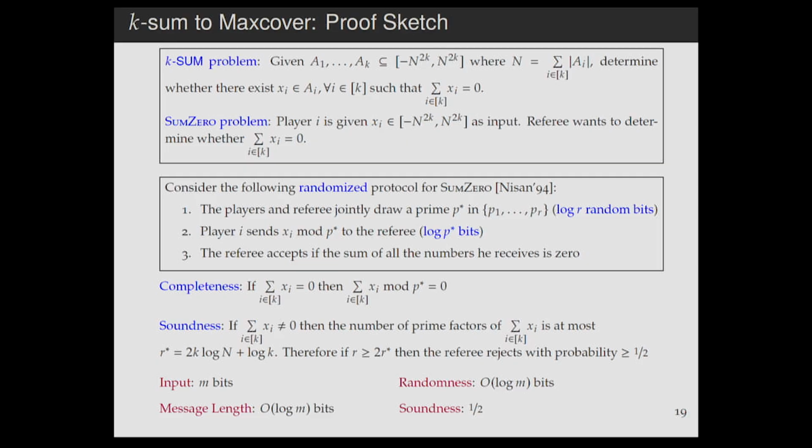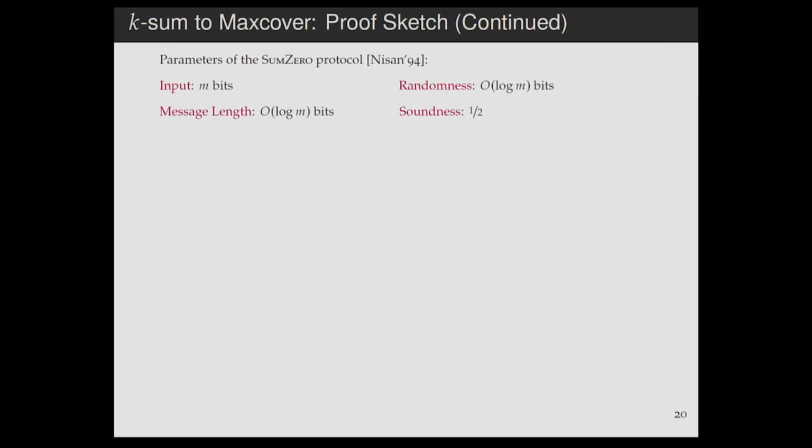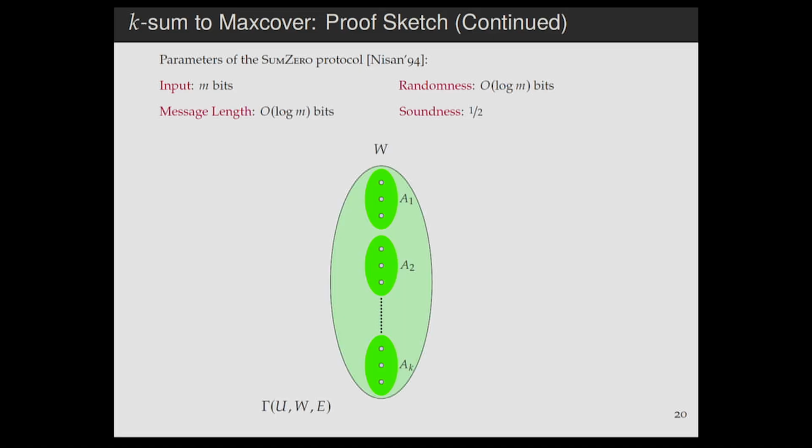Now, how does this protocol relate back to label cover? Here's how you can construct a label cover given this protocol and the K-sum instance. First, I will construct the right-hand side of my label cover using the input to the K-sum instance. Recall that in the K-sum instance, you have K sets. I create one super node for each set, A1 to AK, and each node corresponds to an integer in that set. This is my right-hand side of the label cover.